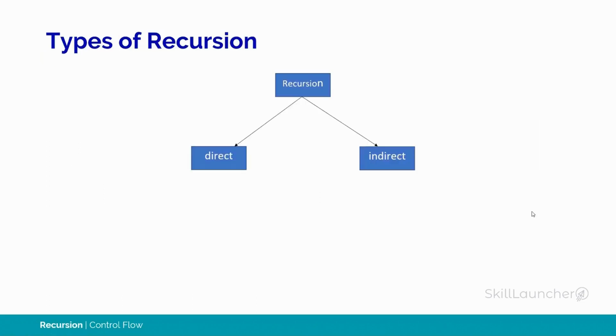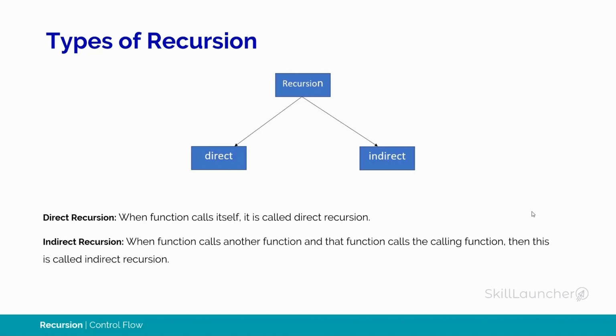Now let us look at the types of recursion. There are two types of recursion. The first is direct recursion. When the function calls itself, it is known as direct recursion. Whereas, when function calls another function and that function calls the calling function, this is called as indirect recursion. For example, function A calls function B and again function B calls function A. This is the example of indirect recursion, whereas in direct recursion, function A calls function A from itself.